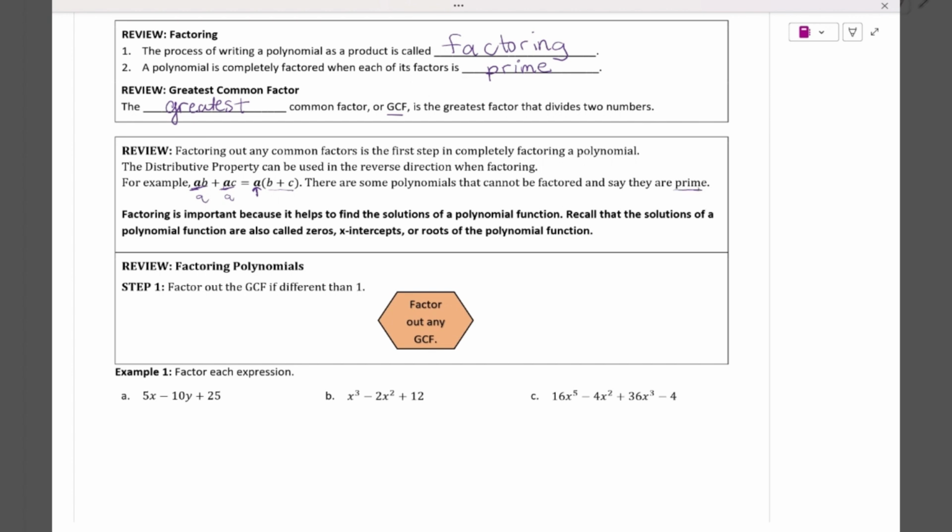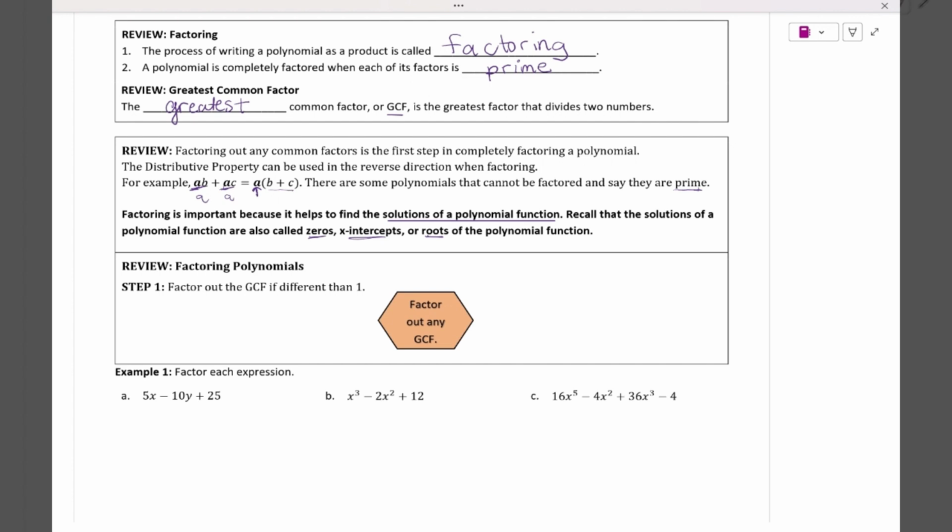Okay? So, how is factoring important? Where else is it used? Well, factoring helps us to find solutions of polynomial functions. We can also say that we're looking for the zeros, x-intercepts, or roots of a polynomial function. These all mean the same thing. So the application for factoring, again, is to find solutions, roots, x-intercepts, or zeros of our polynomial functions. Okay, so let's look at some examples.